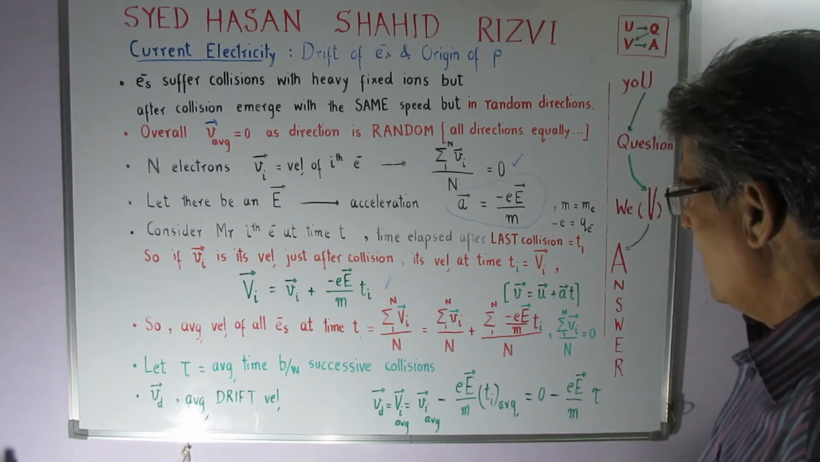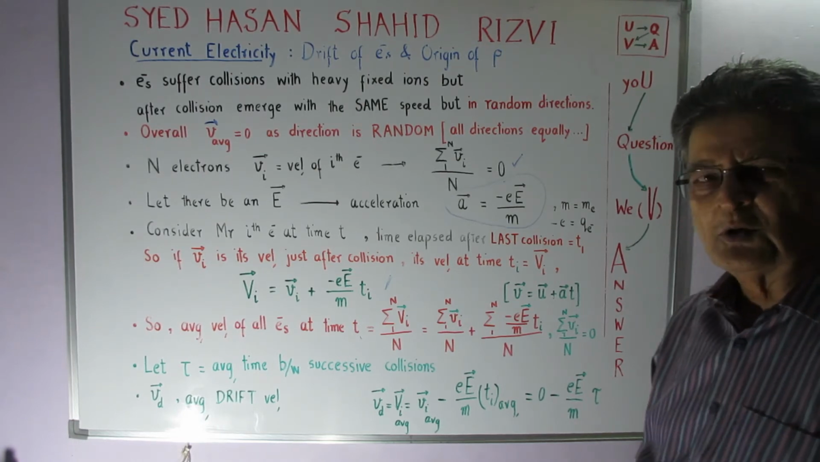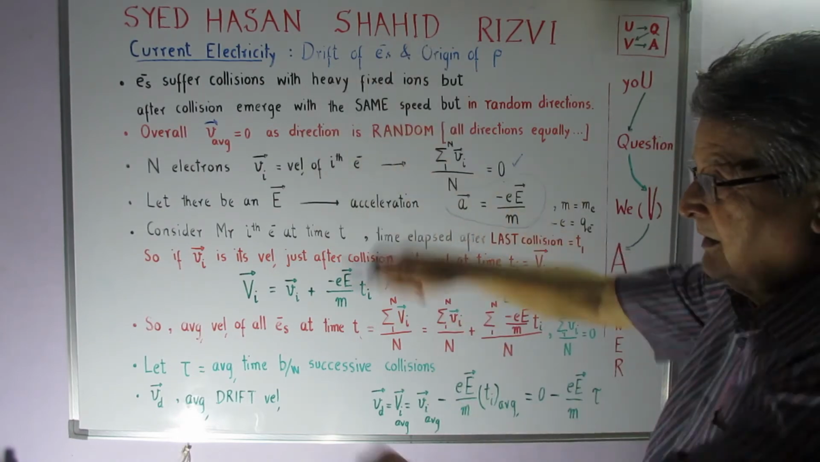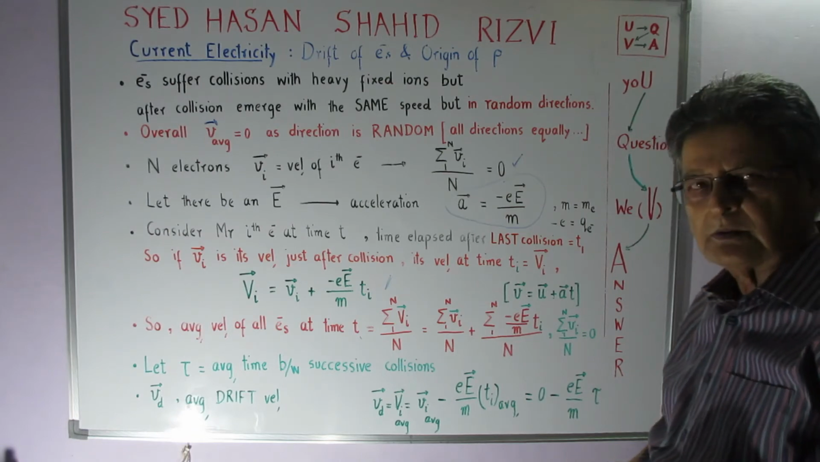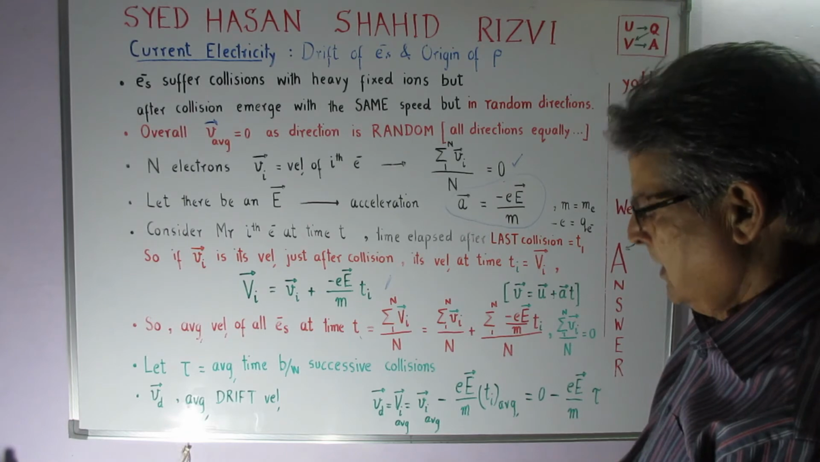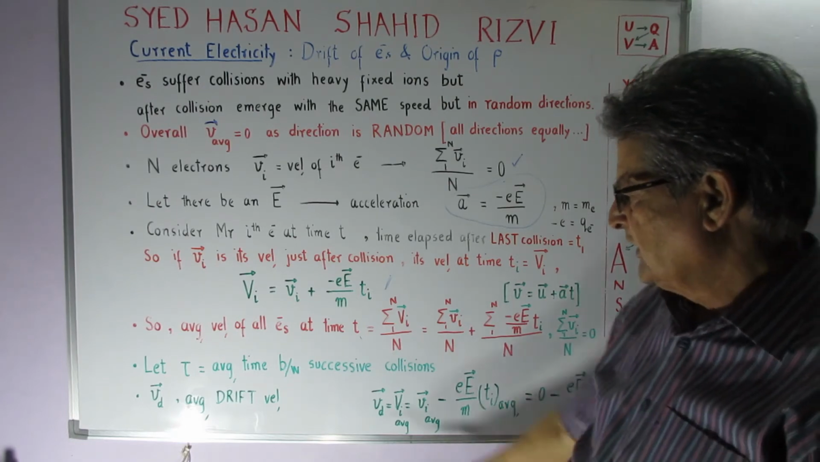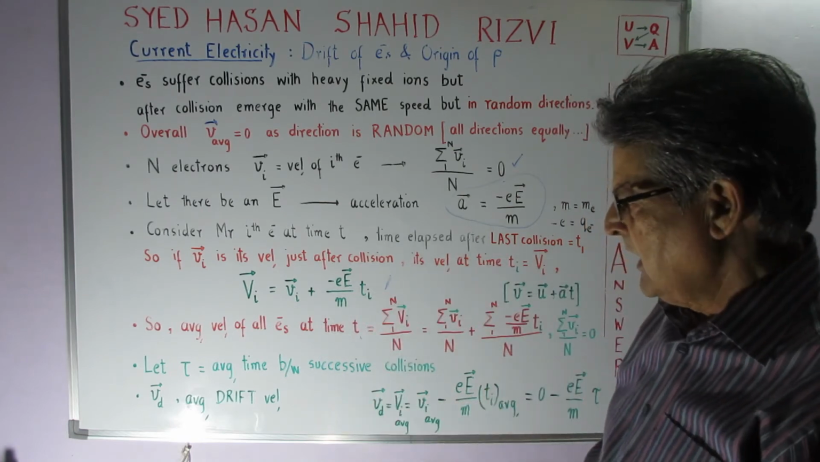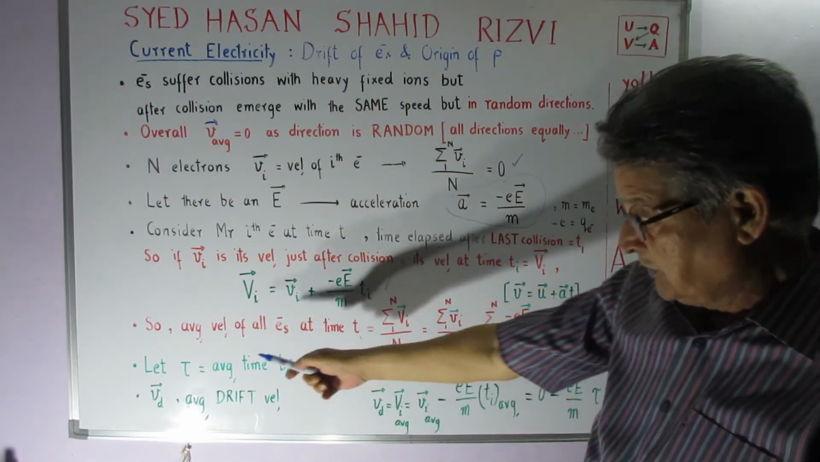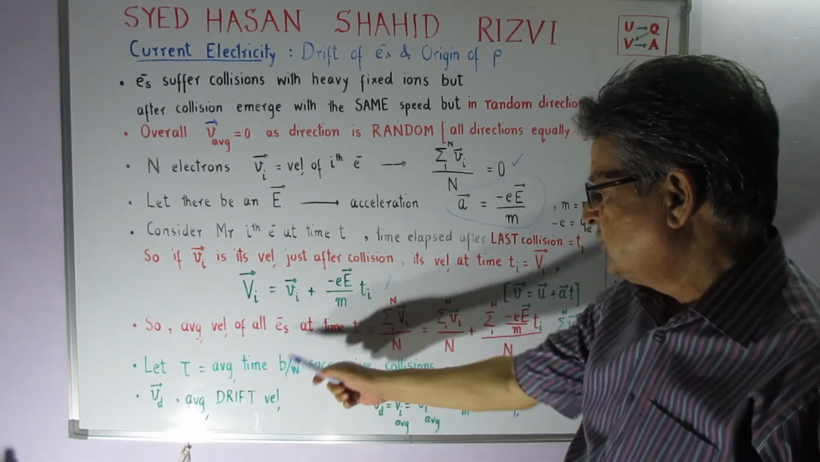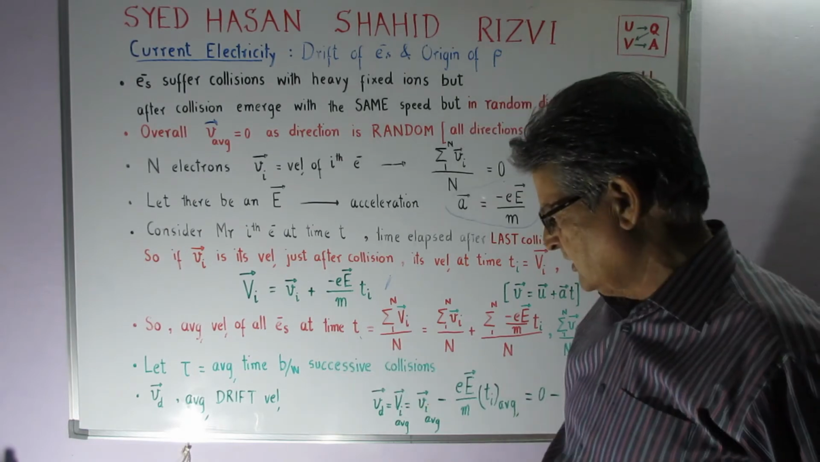Now, collisions are taking place for electron number 1, 2, 3, 4, up to N. They are all colliding. They are moving in all possible directions with varying velocities. So, if we take the average of the time that elapses between collisions, let tau, the same symbol we use for torque, but here it's for time, be the average time between successive collisions. One collision, second collision, the third collision, and so on.